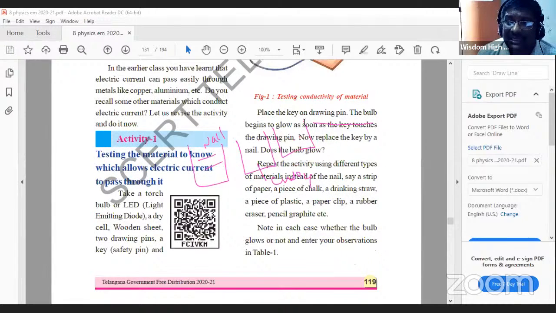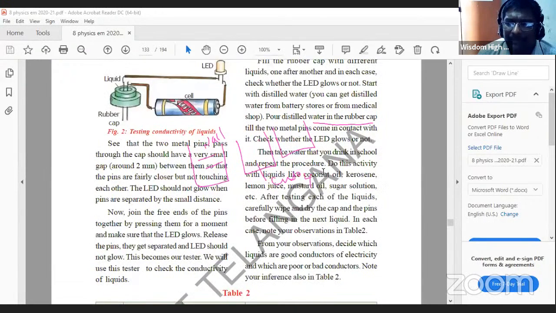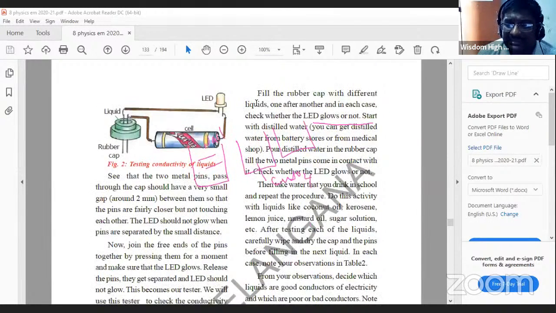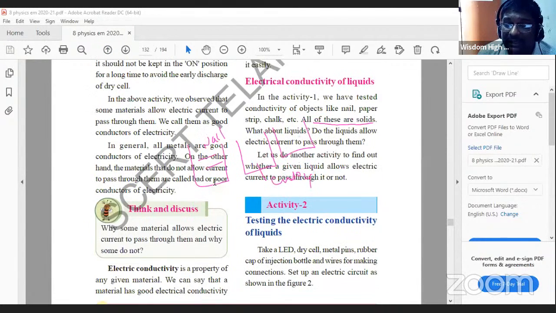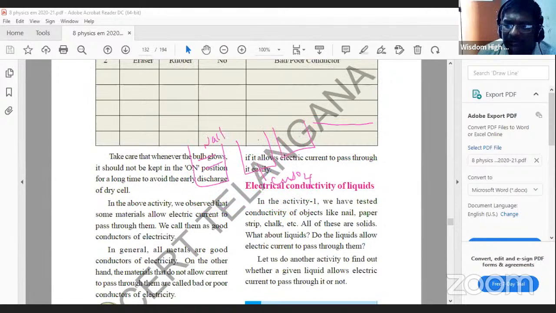Next, we discussed the electrical conductivity of liquids. For liquids, we need a battery, electrical connectors as usual, the LED bulb as usual, but here we should take two pins. Next, the rubber cap of an injection bottle, and different kinds of liquids: kerosene oil, coconut oil, lemon juice, mustard oil, sugar solution. And for the first activity, we have to take a graphite pencil.